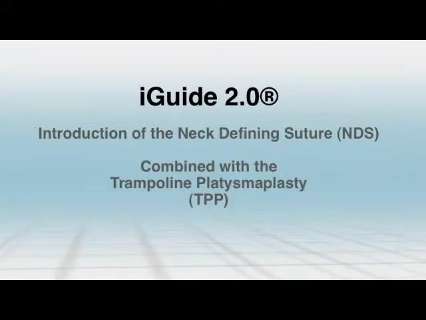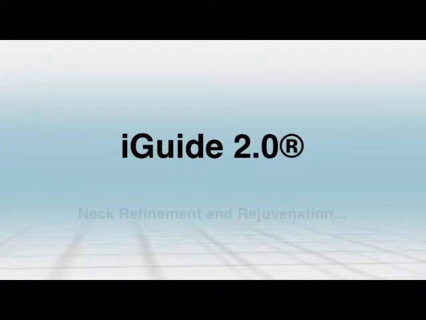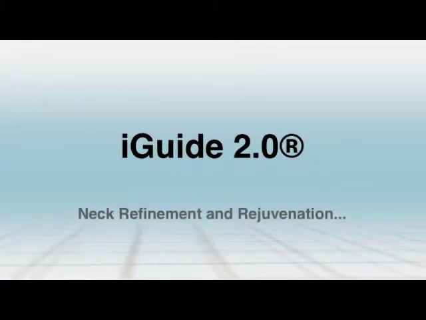This animated video is a demonstration of iGuide 2.0. This shows the use of iGuide in placing the neck-defining suture along with the trampoline platysmoplasty.